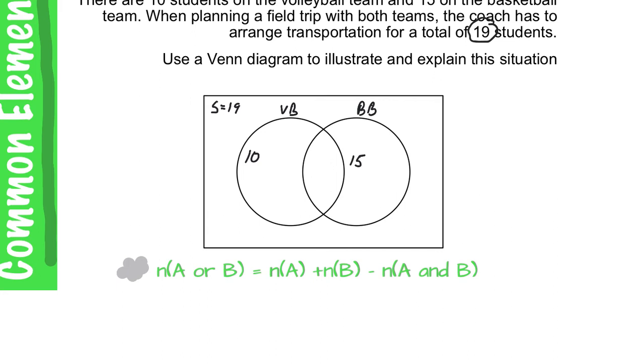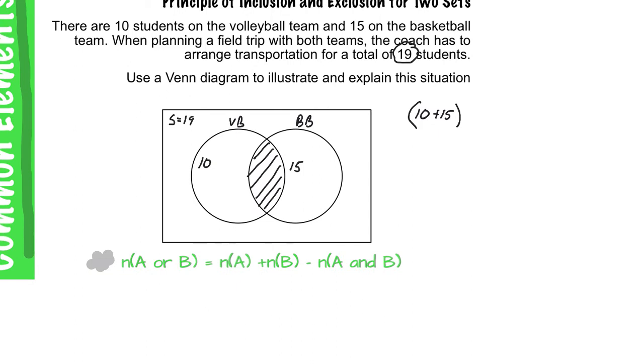So how do we figure out how many students then play on both teams, or the overlap? Well, we take the two numbers added together, so 10 plus 15, and we subtract out the total students, which is 19, and that will give us 6. So we now know that we have 6 students that play on both teams.